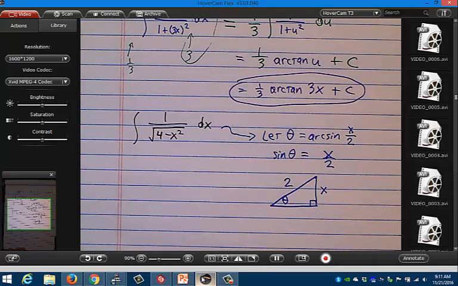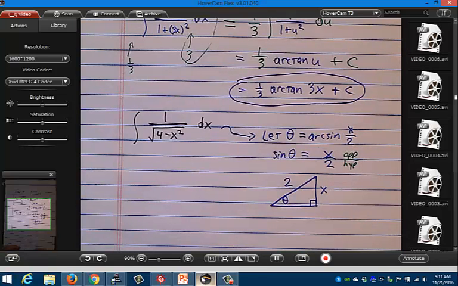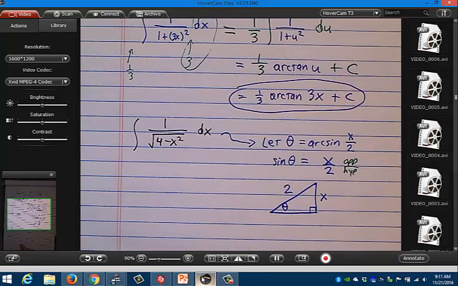Okay, see that? The sine of theta is equal to x over 2. So again, we know that sine is opposite over hypotenuse, and so that's where the x and the 2 come from. Garrett? When you let theta equal arc sine of x over 2, how did you determine the x? That's a good question.